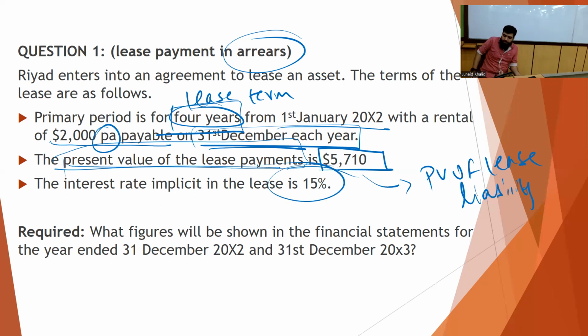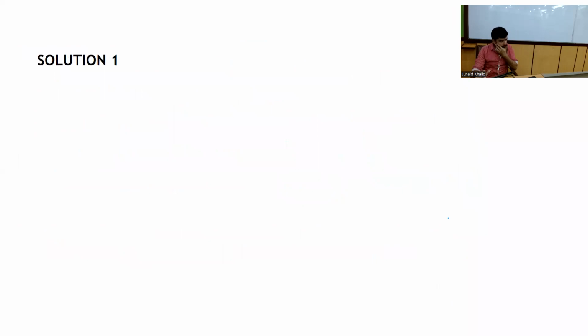Now, what is the requirement? Show the financial statement extracts for the year ended 31st December 2002 and 31st December 2003. It means I need to prepare the extracts of the financial statements for 2 years, that is 2002 and 2003. For this question, we'll try to cover each and every area, and we'll discuss what possible requirements the examiner might ask you in exams. Okay, now let's start with the solution.